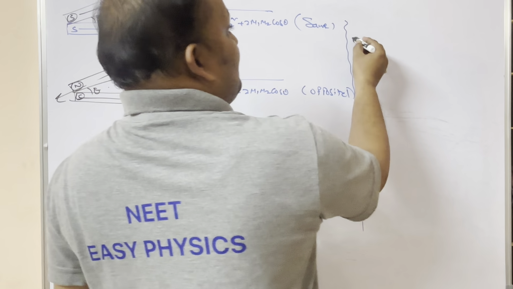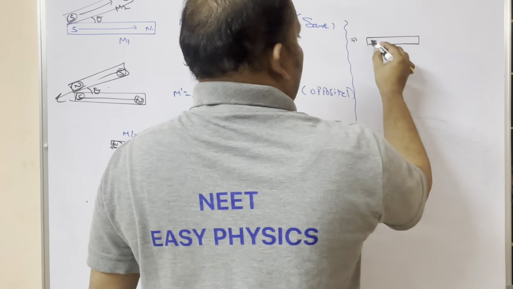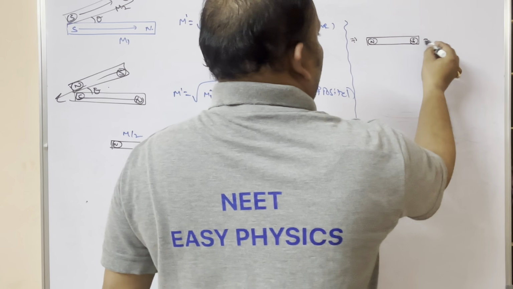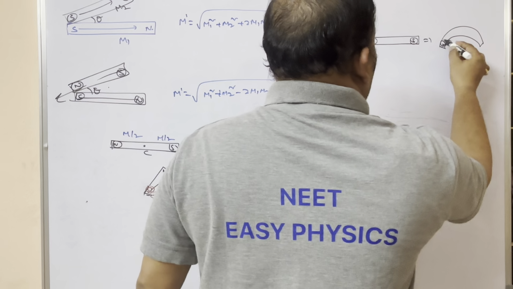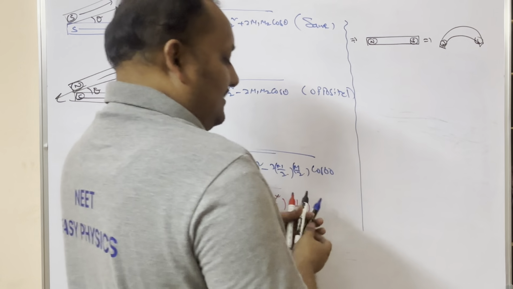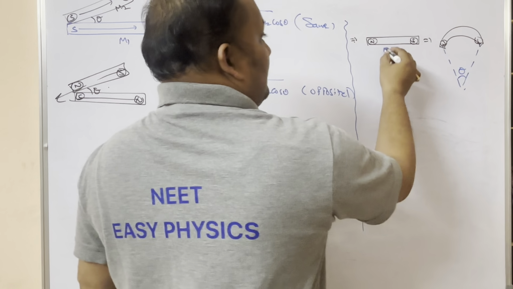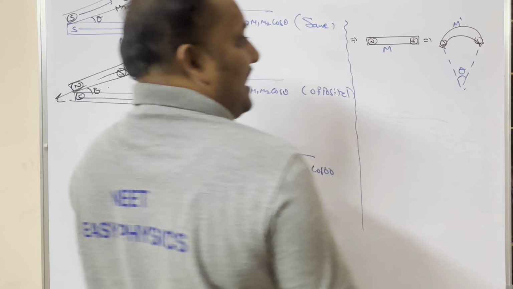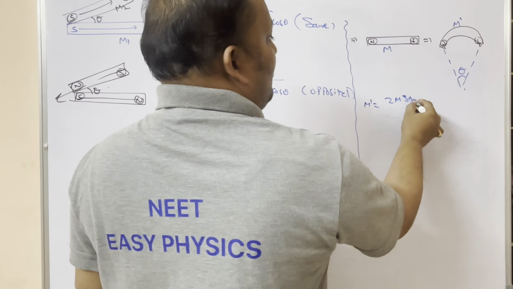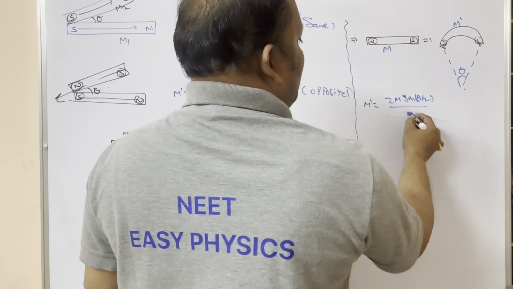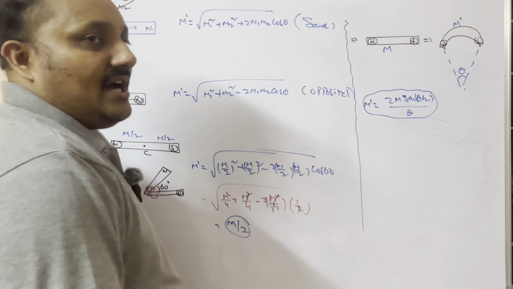Next, if this magnet is bent, with north pole and south pole, in the form of an arc. This was asked in the cancelled exam. This is m, and this is m dash. So what is the new magnetic moment? M dash equals 2m sin theta by 2 by theta. So this is the magnetic moment of the arc shape.